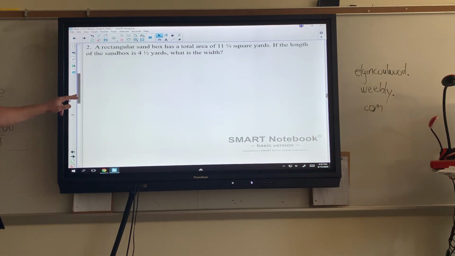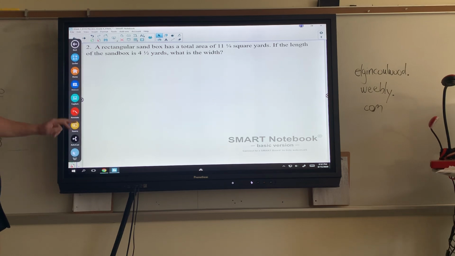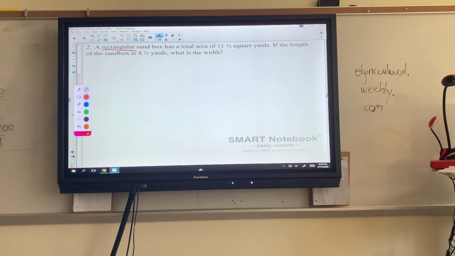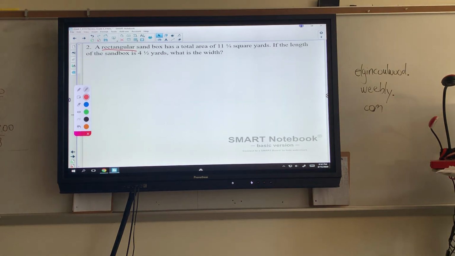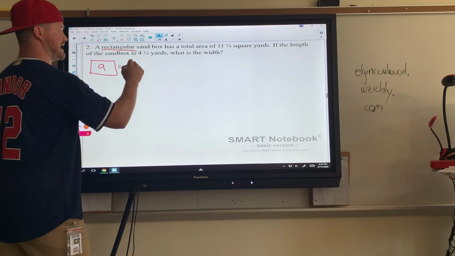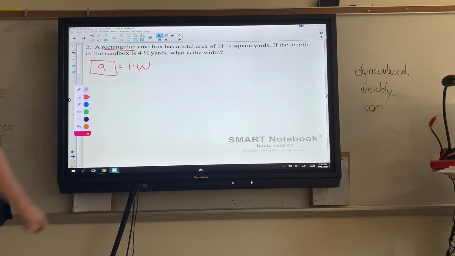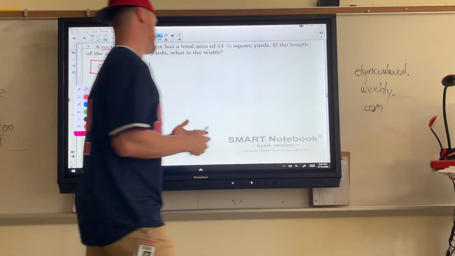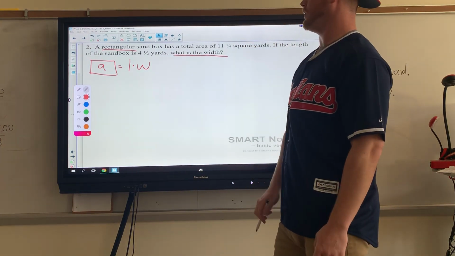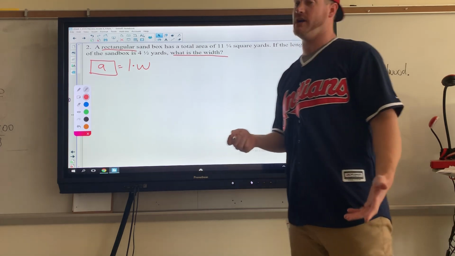Number 2, a rectangular, important piece there, a rectangular sandbox has a total area of 11 1/4 square yards. If the length of the sandbox is 4.5 yards, what is the width? So since we are dealing with the area of a rectangle, we know that the area of a rectangle equals length times width. That's the formula that we're going to be plugging in these values for. However, it's asking for what the width is. So W is going to say W because it's unknown.